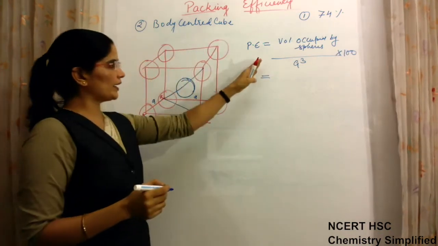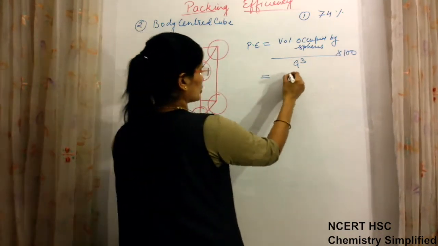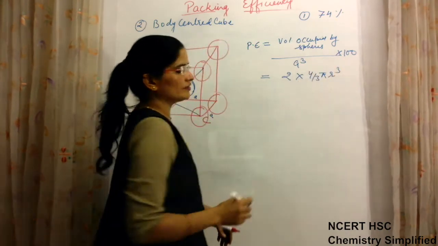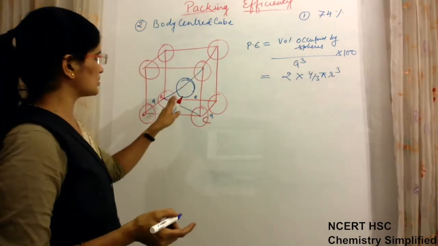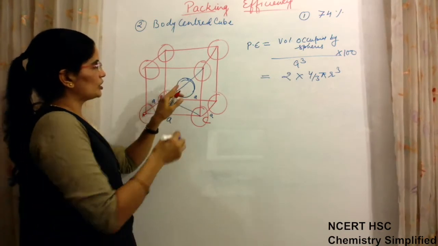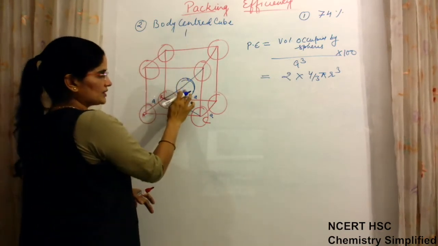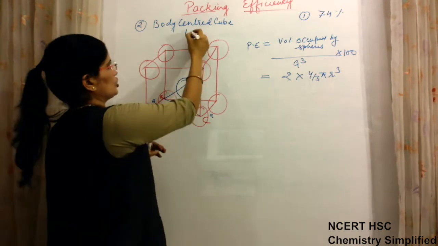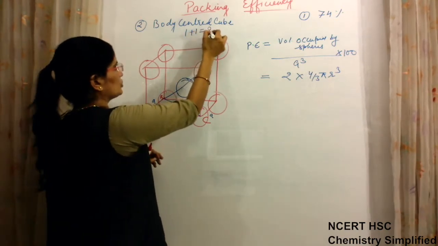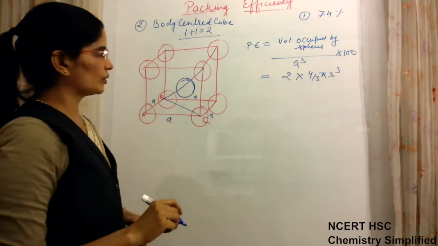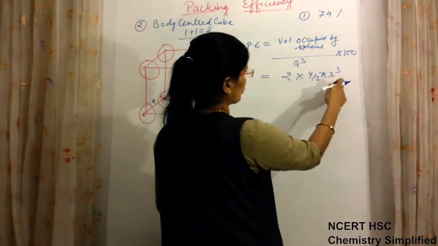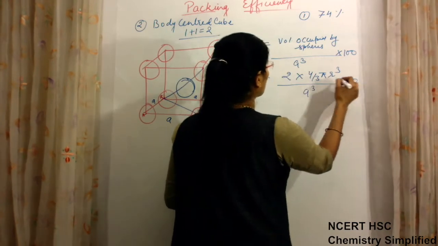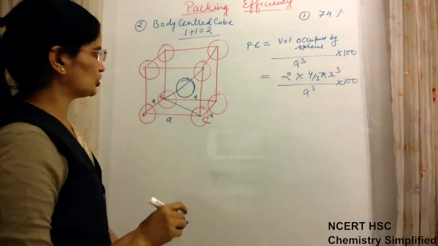Now volume occupied by these spheres is 2 into 4 by 3 pi r cube. This time it will be 2 into 4 by 3 pi because it is body centered. So the contribution is 1 particle from the center and 1 by 8 particle of total 8, so it will be 1 plus 1 equal to 2. This we have already discussed. So that is why 2 into 4 by 3 pi r cube divided by a cube multiplied by 100 to get the packing efficiency.